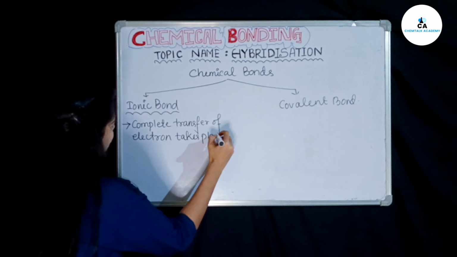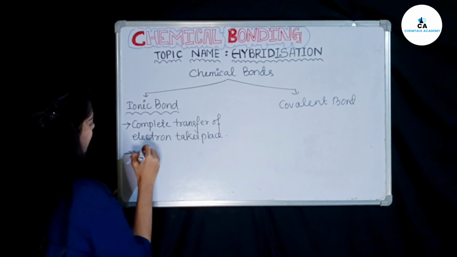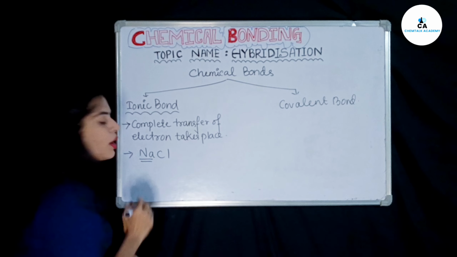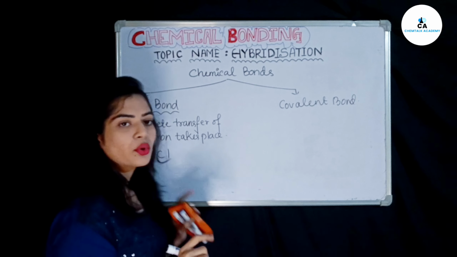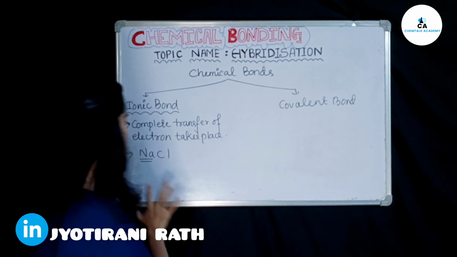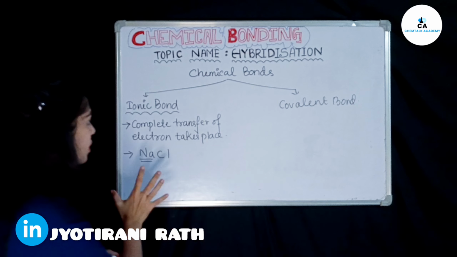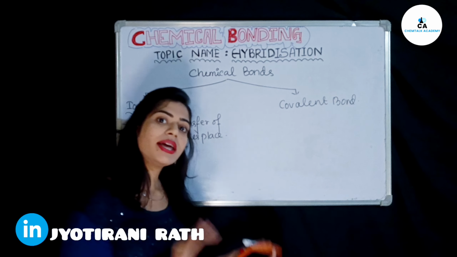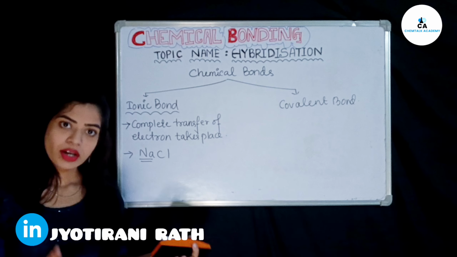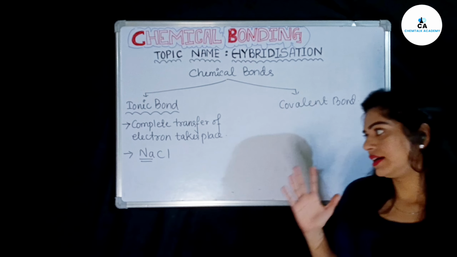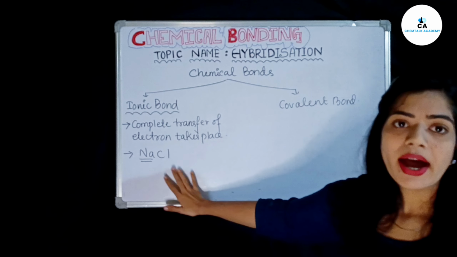For example, we can take NaCl. Sodium donates one of its electrons to chlorine, and chlorine accepts one electron from sodium, and they form what? An ionic bond. So the definition of ionic bond is the bond formed by the complete transfer of one or more electrons from one atom to the other atom. So this is about ionic bond.